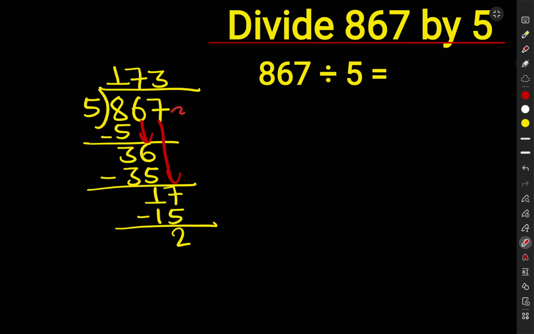So now there is no other number to put down. So we put a decimal here, so that we put 0. So it is 20 and 5 times 4 is 20. On subtracting, we get 0.